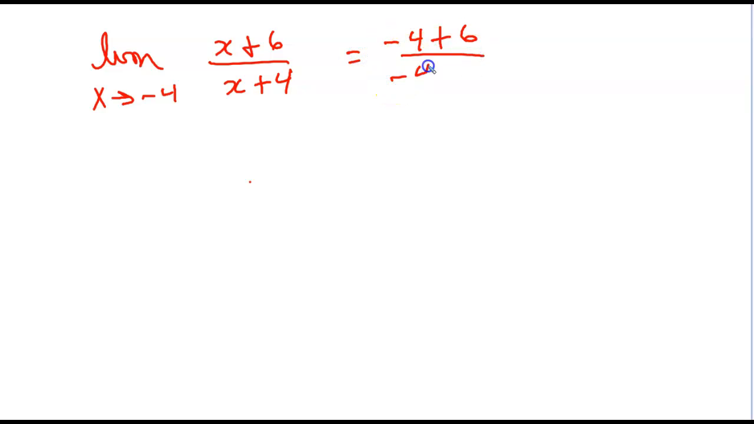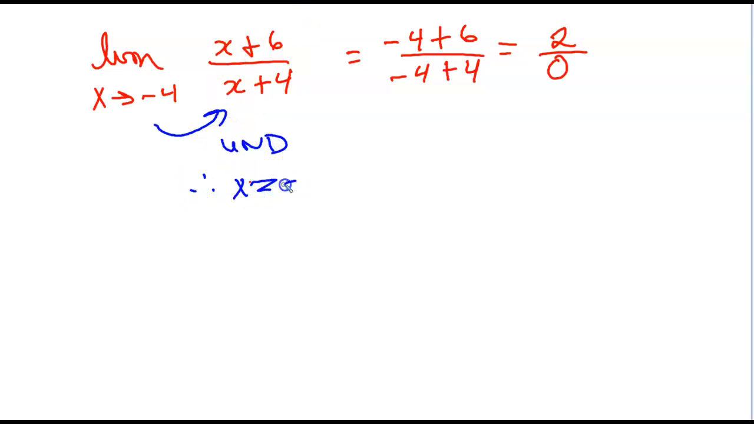So first of all, we're asked to find the limit as x approaches negative 4 of (x plus 6) over (x plus 4). If I was to use direct substitution, I would get (negative 4 plus 6) over (negative 4 plus 4), which gives me a number over 0, which means, from our study back in section 1.3, that negative 4 makes this function undefined. Therefore, x equals negative 4 is a vertical asymptote. Again, if you substitute something in and you get a number over 0, that means that number is a vertical asymptote.